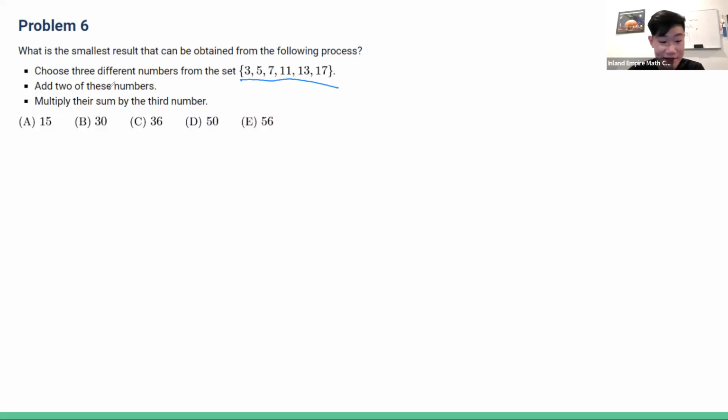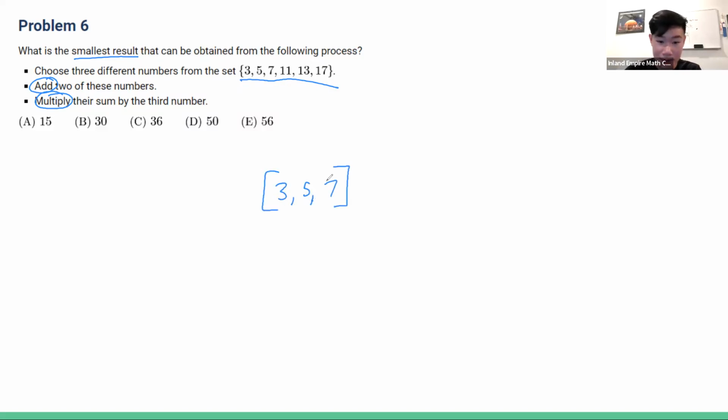Okay, so the first thing I'm noticing is what they're asking us to do is add and multiply. So our numbers can only increase, right? If you add, you get a bigger number. If you multiply, you get a bigger number because these are all positive numbers. So how do I want to choose 3 numbers so that I can get the smallest result? So I want to choose the smallest numbers, right? So 3, 5, and 7 are the numbers that I'm going to choose.